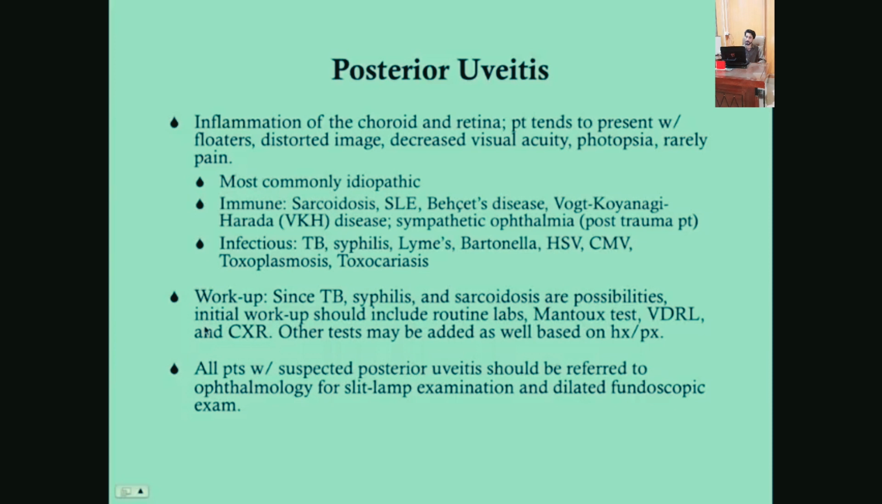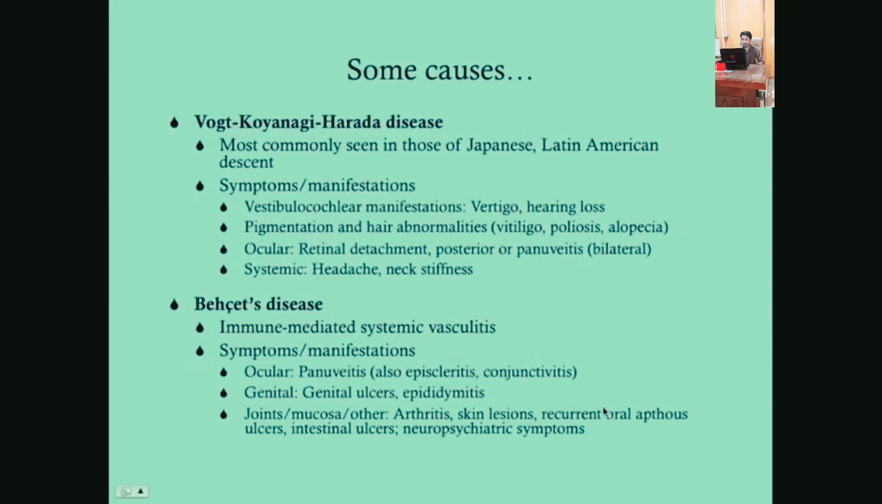Your workup is going to be the same. You'll get a TB, syphilis test, get a chest x-ray to look for sarcoidosis, get routine labs, and then get any other tests that you think would be useful based on the history and physical examination. All patients, again, with posterior uveitis should be referred to ophthalmology for a slit lamp examination and dilated fundoscopic exam. That makes sense here because generally with posterior uveitis, on the differential, we're really thinking about retinitis too, so you're going to want to get a dilated fundoscopic exam from the get-go there.